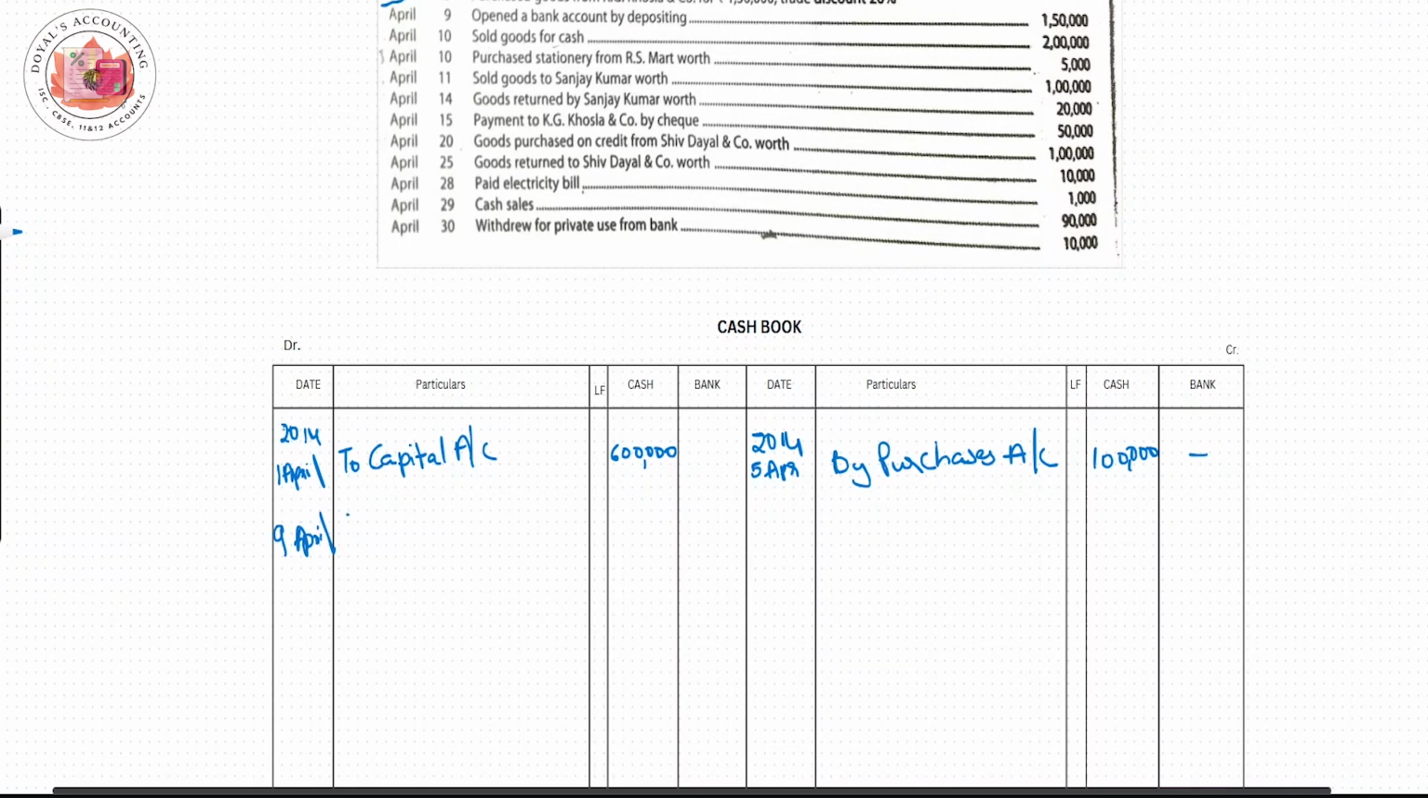Okay. So what would the journal entry be for depositing cash in the bank? It would be bank account debit to cash account. In my cash book, first I will record from the bank's point of view. I will write to cash account 1,50,000 in my bank column. And I will write a C because this is a contra entry. Similarly, from the point of view of my cash book, I will write by bank account.